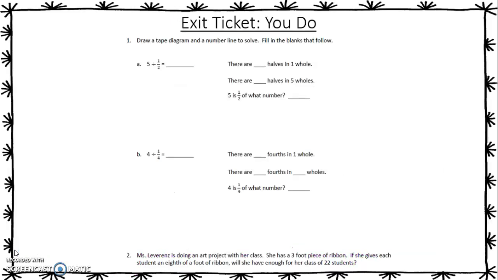All right, to end today, this is an exit ticket for you to do. It says to draw a tape diagram and number line. If you don't need to draw those anymore and you can do them just by thinking about how many halves or how many fourths are in a whole, then go ahead and just answer that way. If you get to the word problem at the bottom, please make sure that you write your answer in a complete sentence.